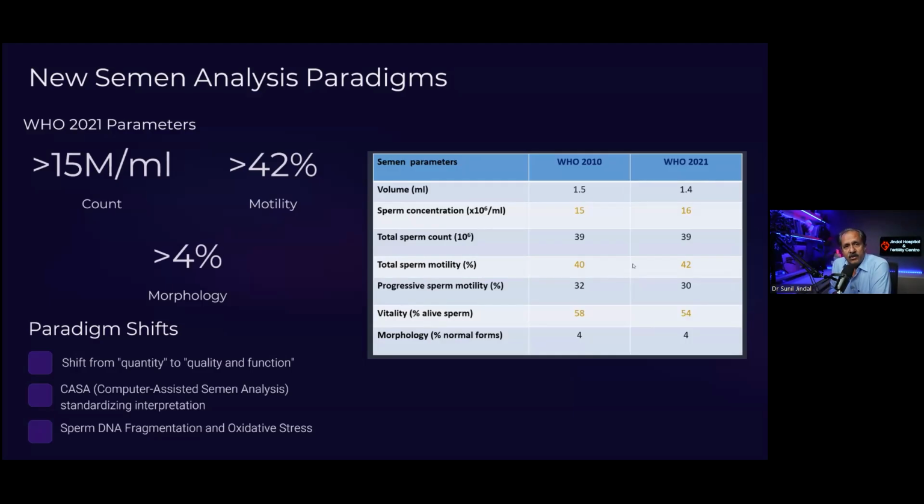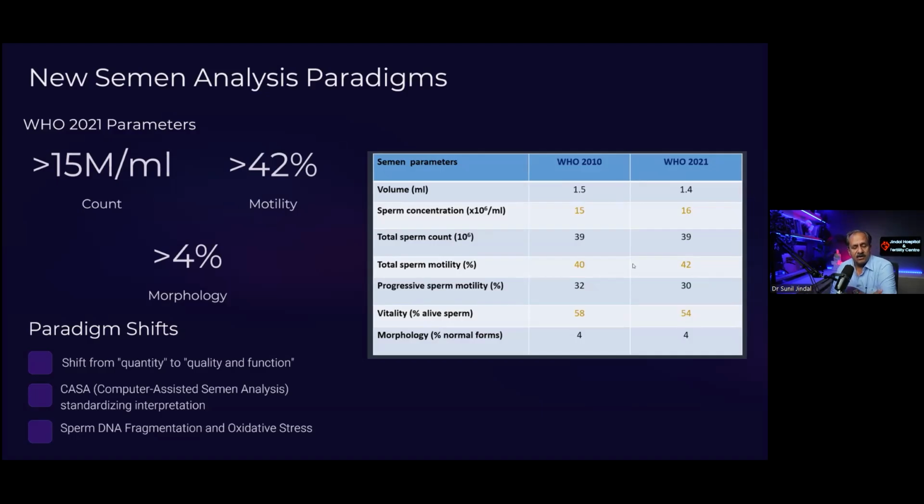WHO 2021 parameters are more than 15 million per ml, more than 42% motility, more than 4% morphology. It's quite close to what it was in 2010, but there are a few differences. We have shifted from the quantity to quality and function. See, earlier it used to be felt that you have a cutoff which at times was spoken of as normal. But now it is not normal.